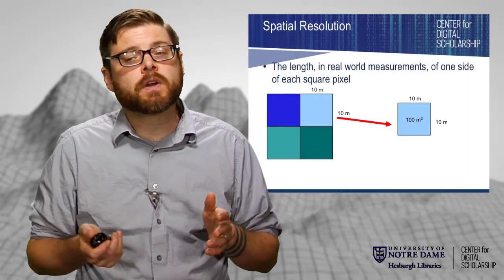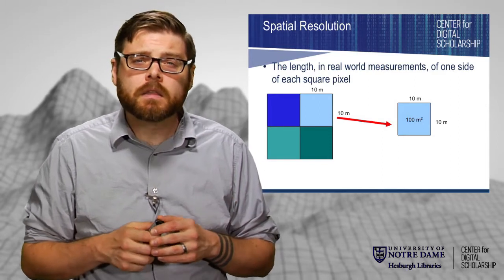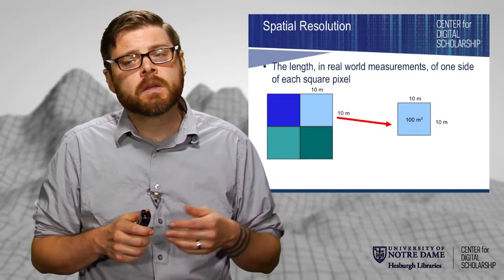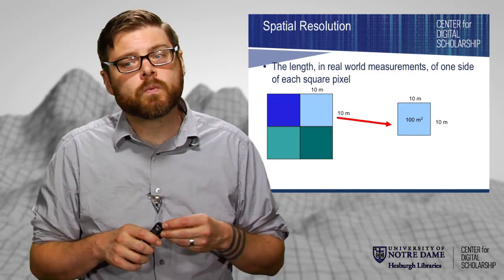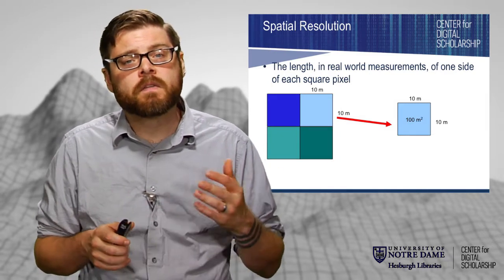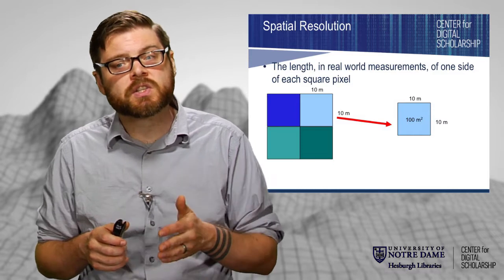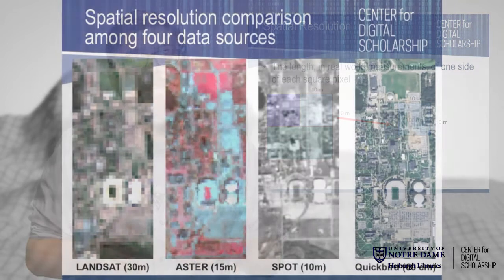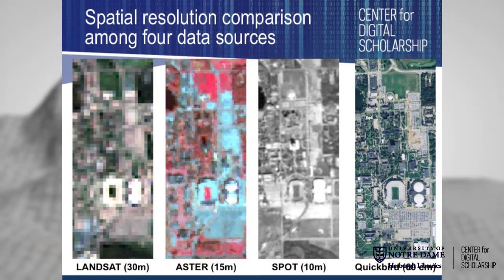So spatial resolution we've already gone over. Essentially it's defined as the length in real-world coordinates of one side of each square pixel in the image. So a 10-meter resolution image would have 10 meters on the side of each pixel. It would be 100 square meters covered by each one. 5-meter would be 5 meters on each side, covering 25 square meters. This makes a lot of difference for how detailed the image might look, as you see here from examples of several different satellites and what their resolution might be, ranging anywhere from 30 meter, 90 meter, down to 60 centimeters, so sub-meter resolution.